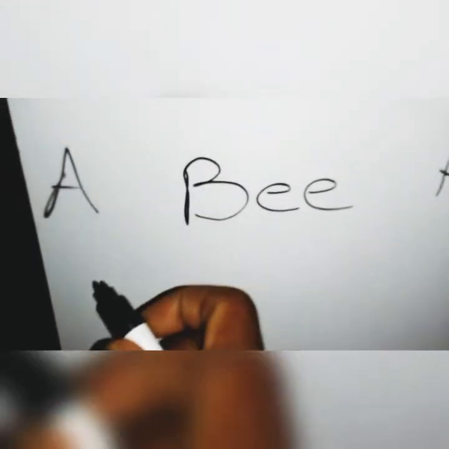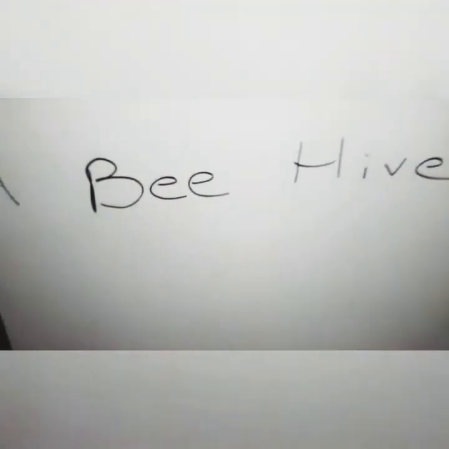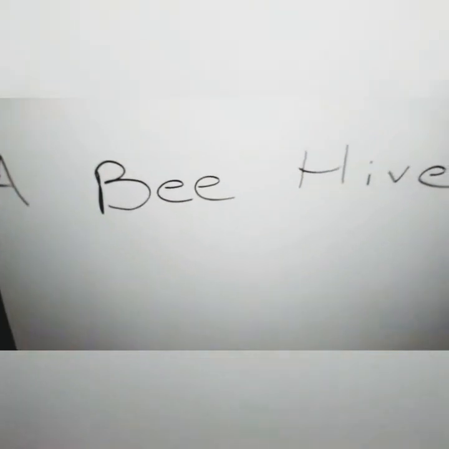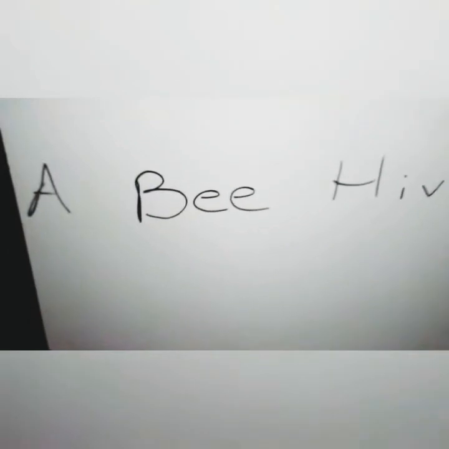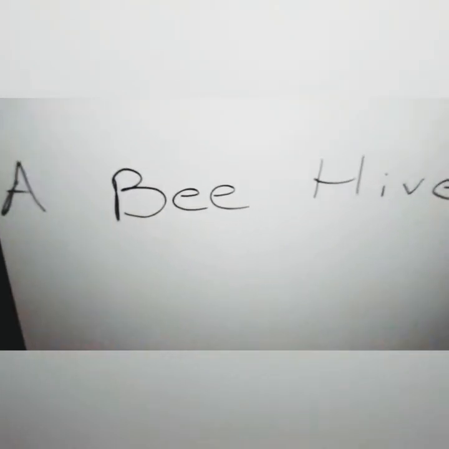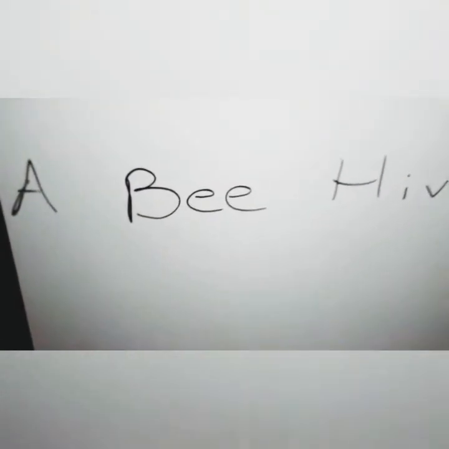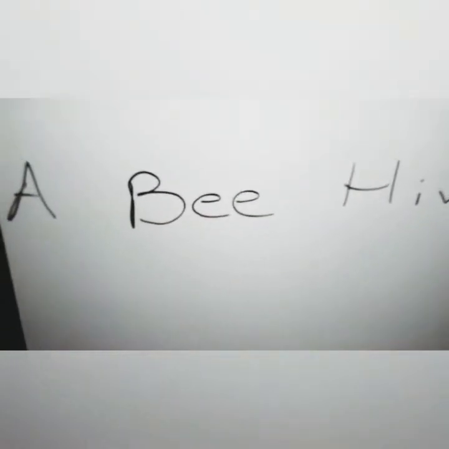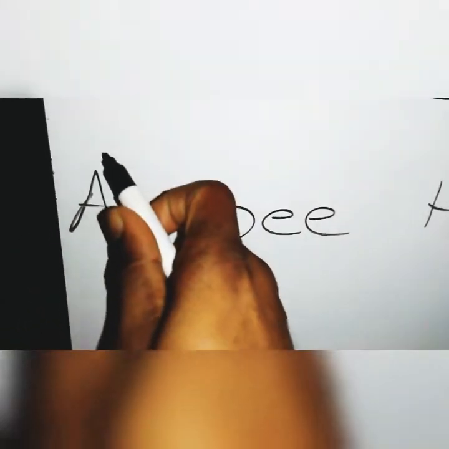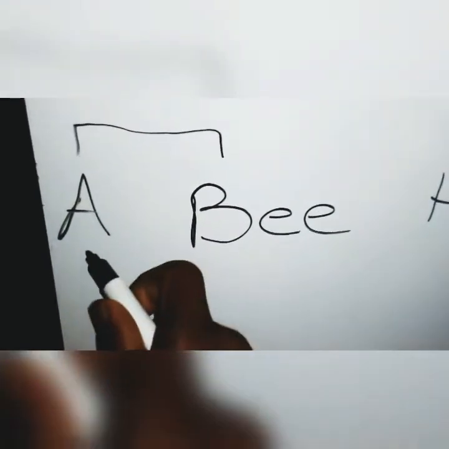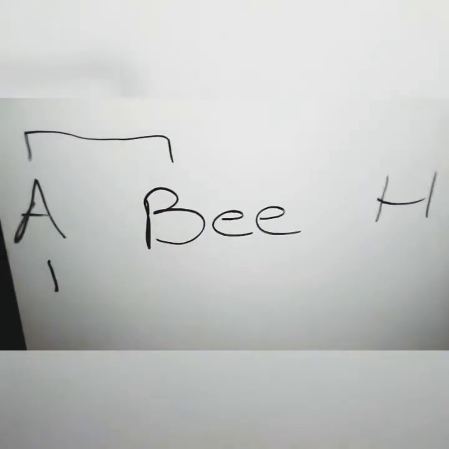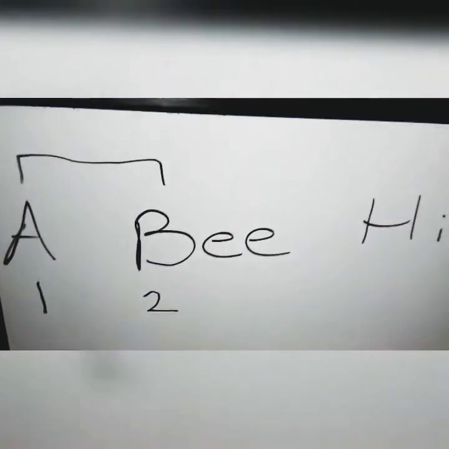When you look at the word a beehive, when you see a beehive, you naturally say, hey, there goes a beehive. But there's a deep hidden meaning within the word beehive. As you can see, first and foremost, A is 1, B is 2, right?